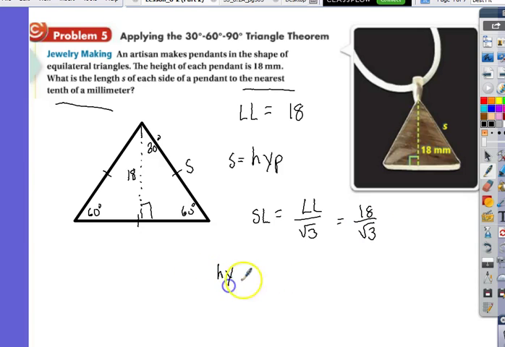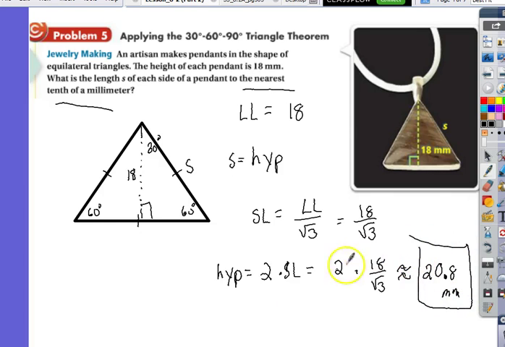So the hypotenuse is equal to 2 times the shorter leg, which in this case would be 2 times 18 divided by root 3. However, I'm supposed to round this off. So I think I'll just put that in my calculator. I'm going to make sure that my calculator is set into classic mode if it can change modes. I'm going to do 2 times 18 division, second function, square root, 3, enter. I get 20.78. When I round that off to the nearest tenth, that's 20.8 millimeters.